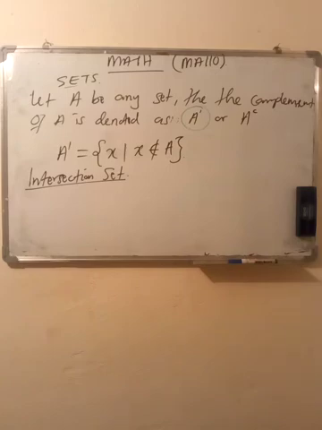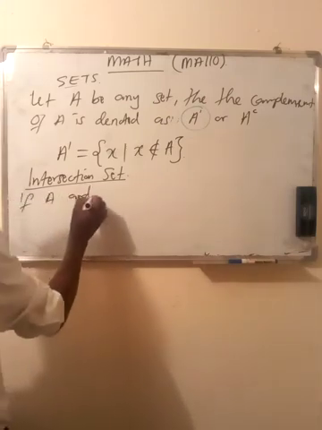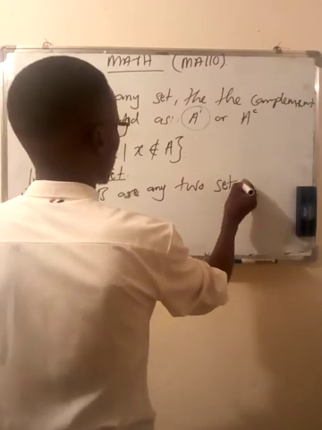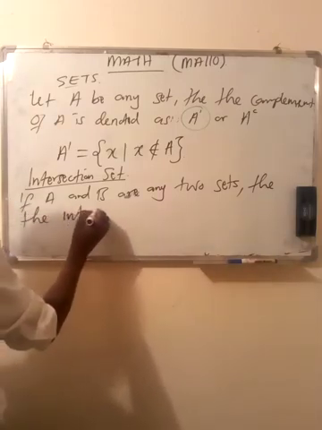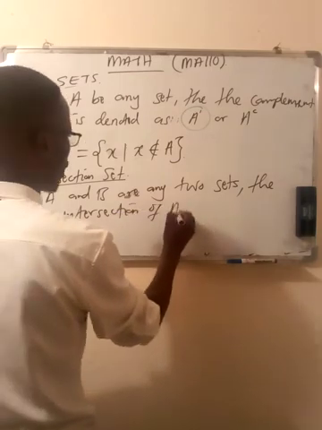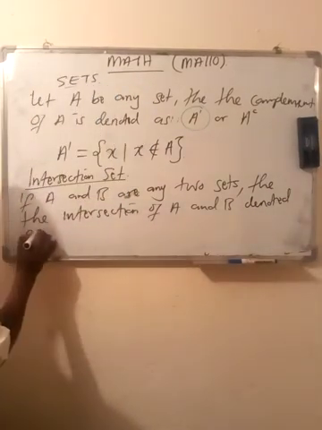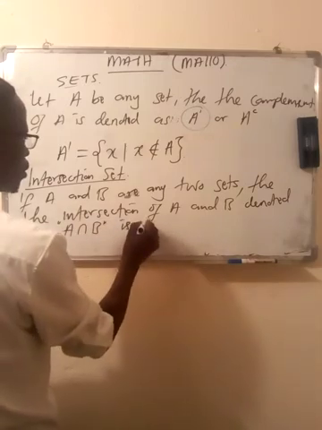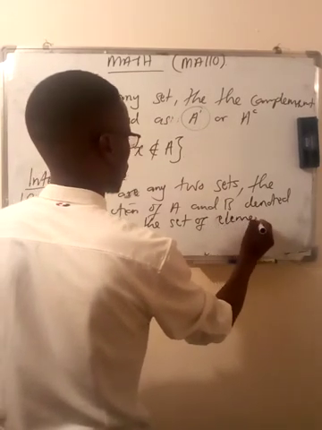If A and B are any two sets, then the intersection of A and B, which is denoted as A intersection B, is the set of elements found in both A and B. The set of elements found in both A and B.